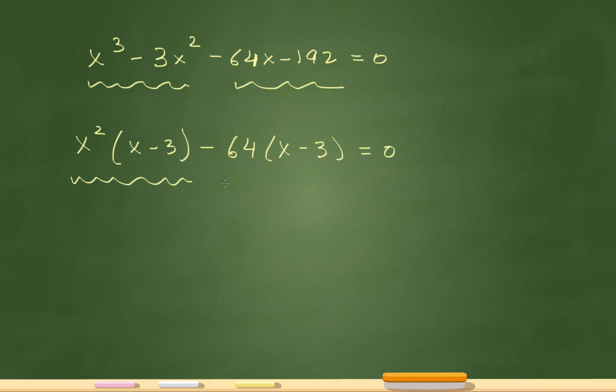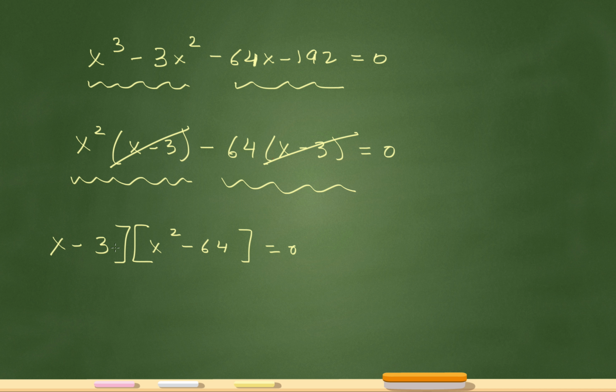See that and that now? Is there something common that you see in both sides? An x minus 3. There's an x minus 3 here, and an x minus 3 here, so let's pull that x minus 3 out. If I pull that x minus 3 out, I'm left with x squared minus 64. Now it's factored out. So I have x minus 3 times x squared minus 64 equals 0.